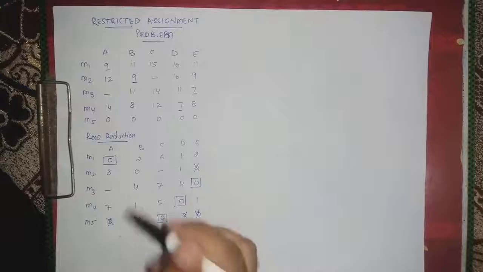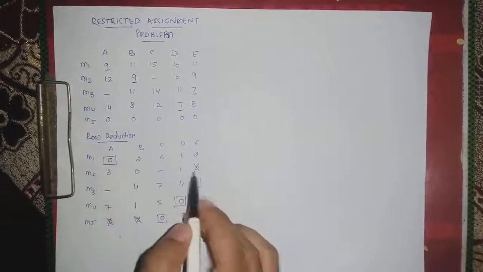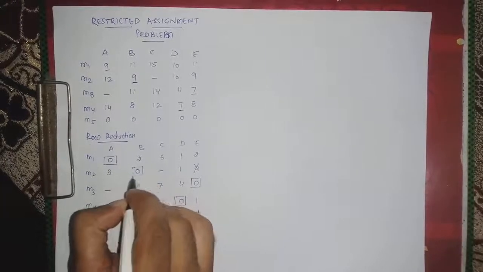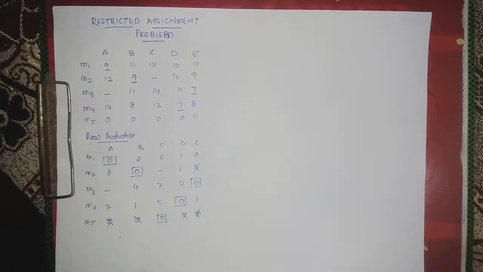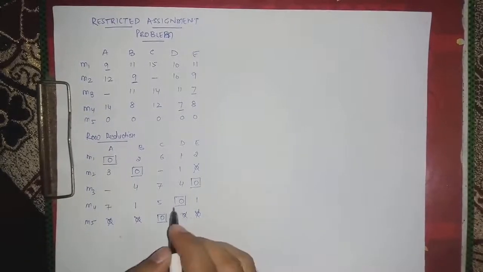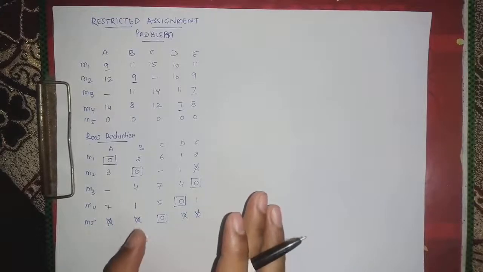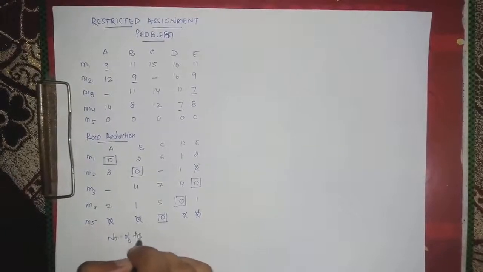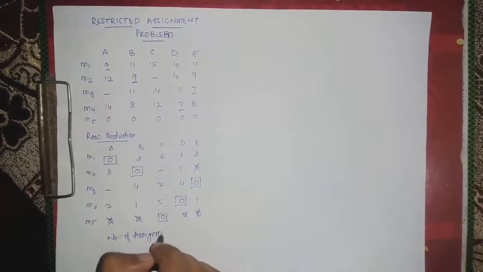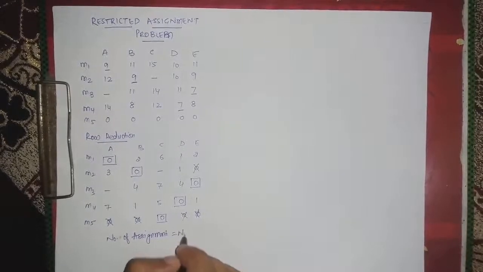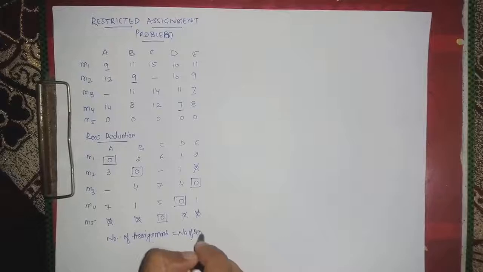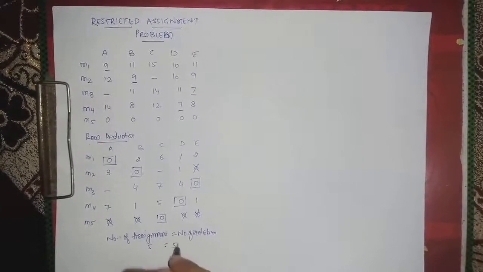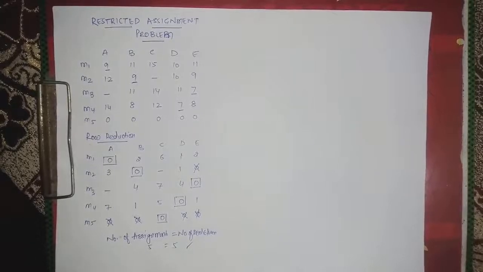Now what to do? Again the same procedure. First row, first column, second row, is there any single 0? Yes, so we make an assignment of this. Okay, now look at the requirement of our solution. The number of assignments should be equal to the number of rows or columns. So these are 5 and 5. Done. So we are at our solution.